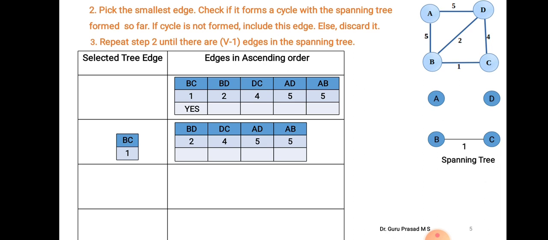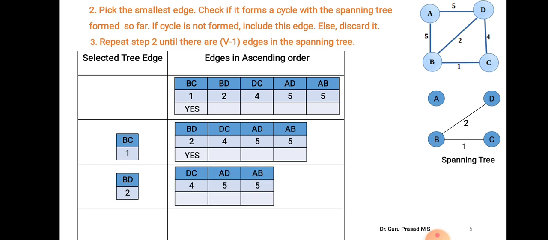Again in step 2, pick the smallest edge. The smallest edge is BD, with value 2. If I pick the edge BD, it does not form any cycle, so I am considering that edge. Next, arrange the remaining edges in order: DC4, AD5, AB5. Now the number of edges in the spanning tree is 2, which is not equal to V minus 1, that is 3. Go back to step 2.